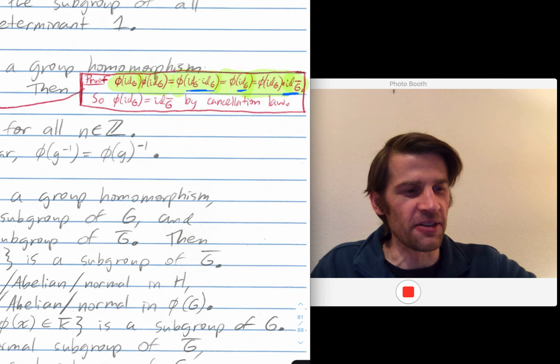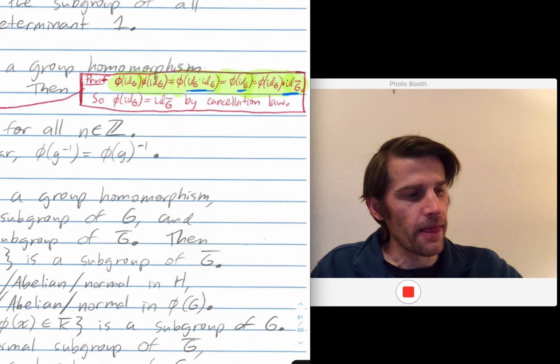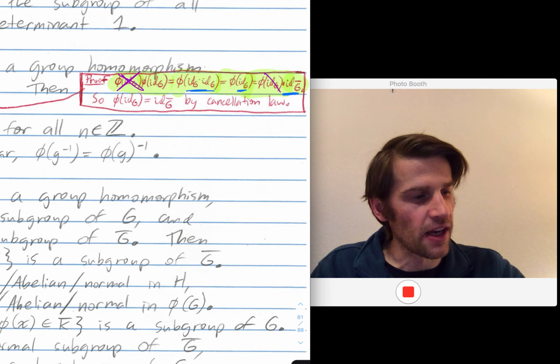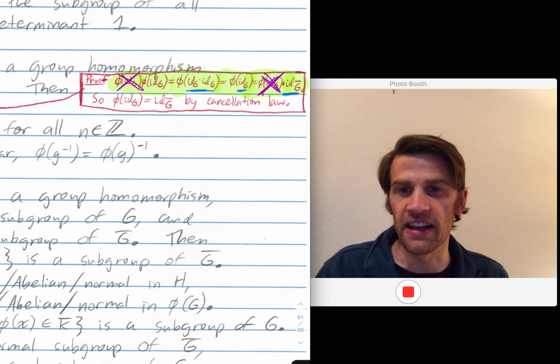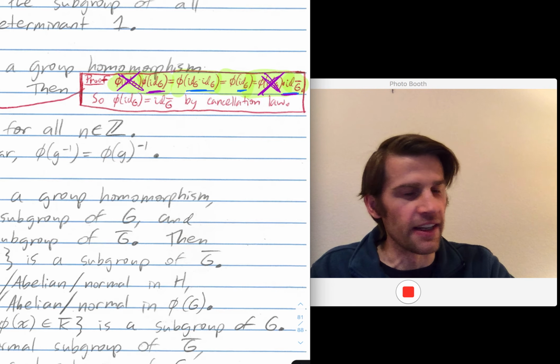What am I doing here? What am I going for? But the point is, now I can do cancellation. So now I can cancel this guy with this guy. So I'm doing left cancellation. And I get that phi of the identity in G is equal to the identity in G bar.